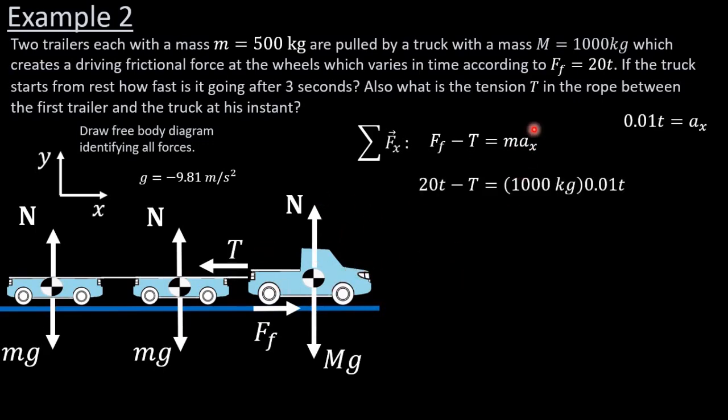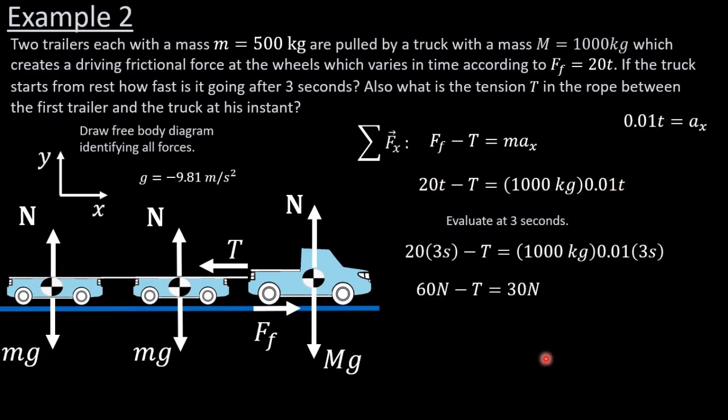So to get this, we substitute a sub x with 0.01t. So we evaluate this at 3 seconds, so we substitute t there and t here with 3 seconds to get this. Simplify that down to get that, and then we solve for T, the tension, and we get T equals 30 newtons. And that answers the second part to this question.